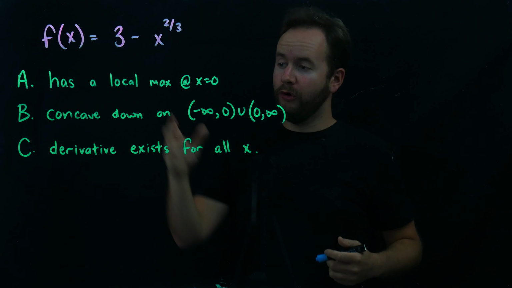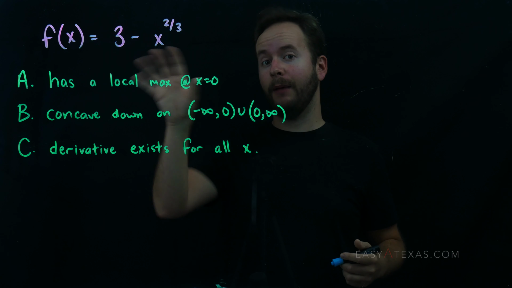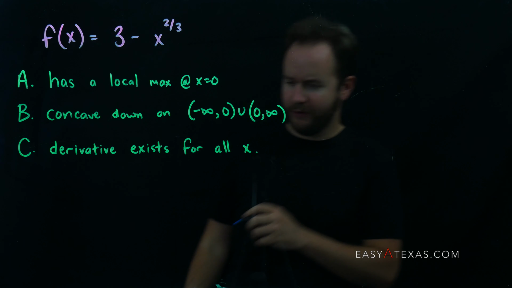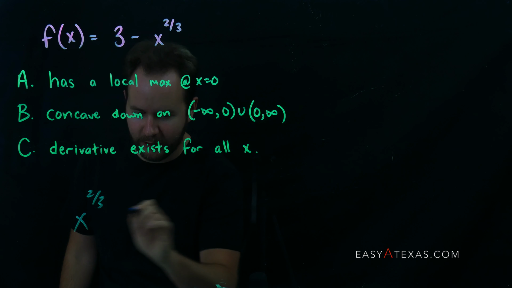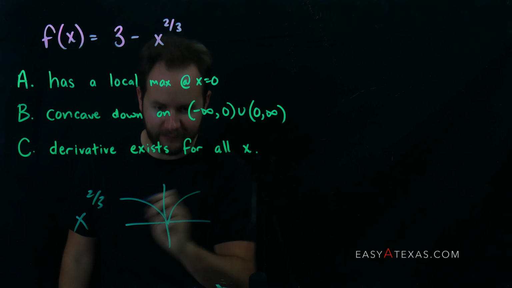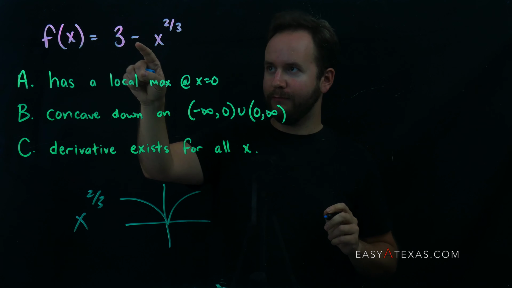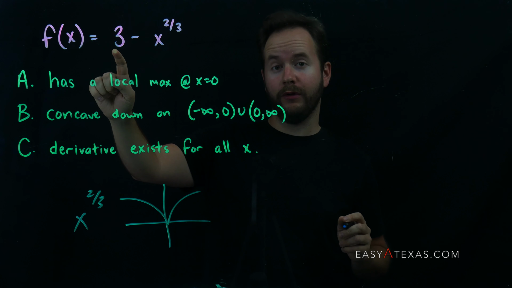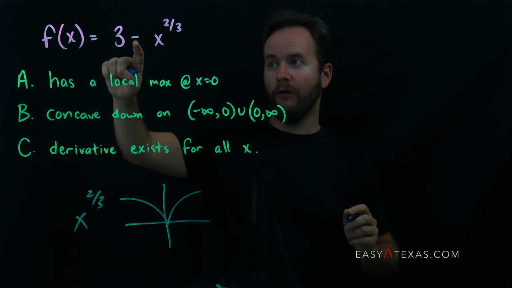To help answer some true or false questions about this function, it might first help to graph it. Now, as a reminder, x to the 2/3 is a graph that looks like the way you drew a bird in kindergarten, like this. So what do this 3 and this minus do to that graph? It's going to shift it up by 3 units, and then it's going to reflect it over the x-axis.